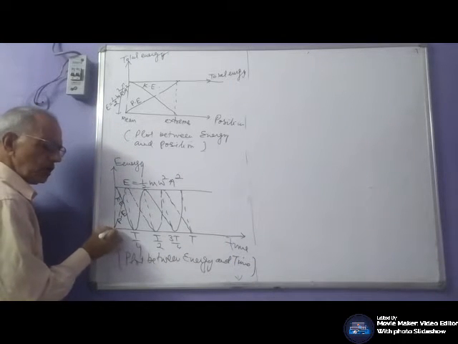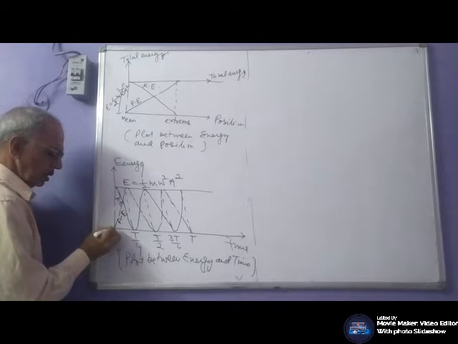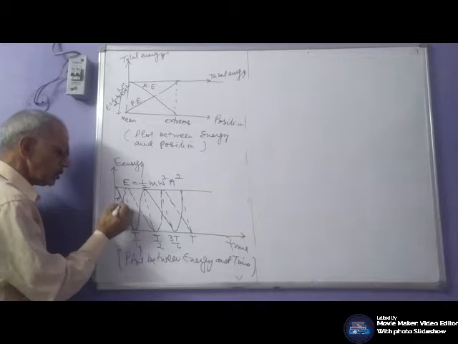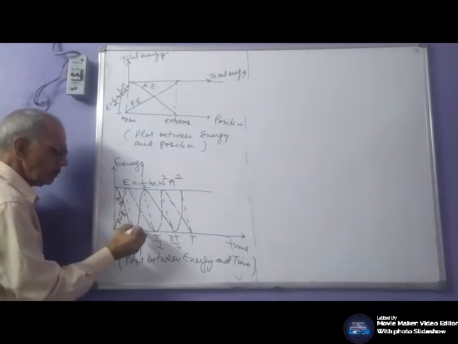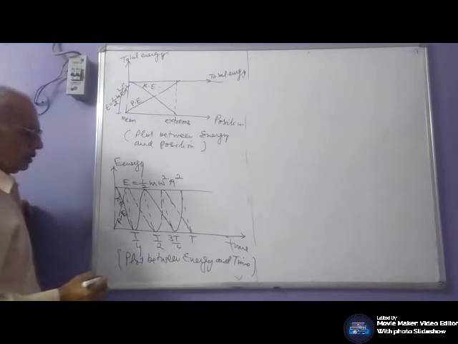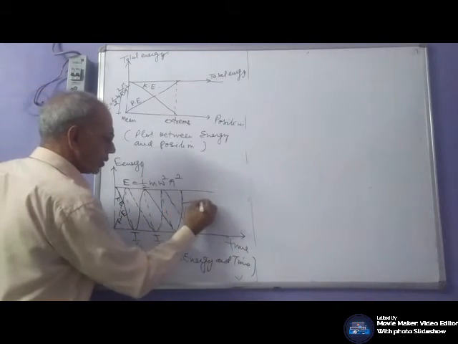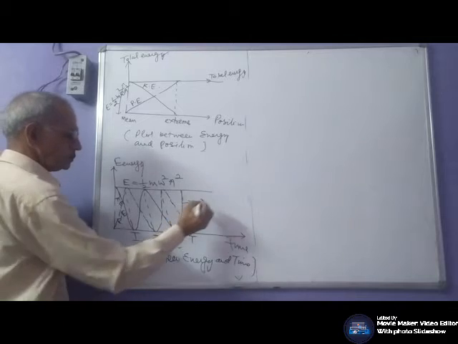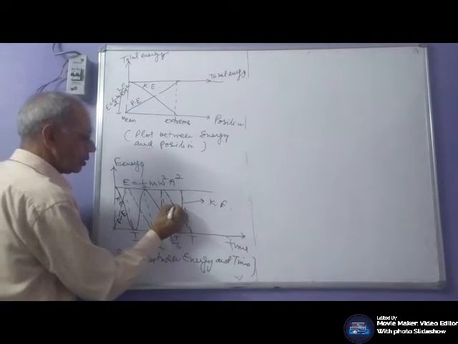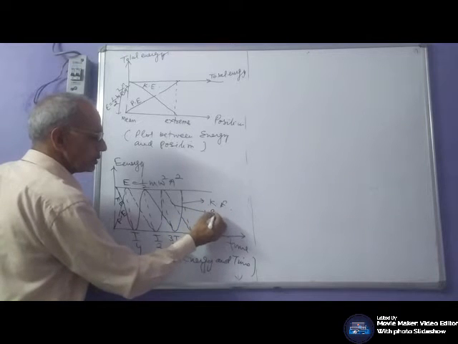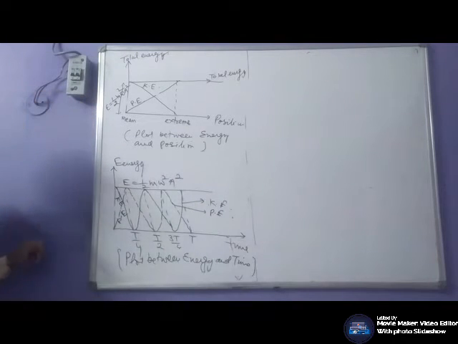When time is 0, the particle is at mean position, potential energy is 0. So this is potential energy. Kinetic is maximum, so this is kinetic. So this represents kinetic energy and this dotted line represents potential energy. So this is the energy of S.H.M.